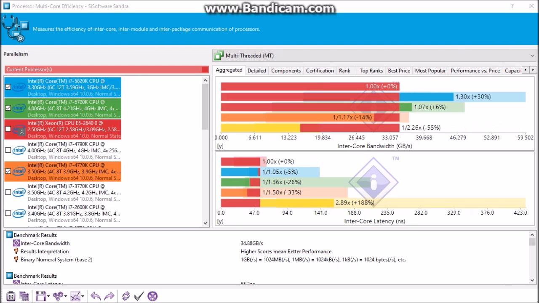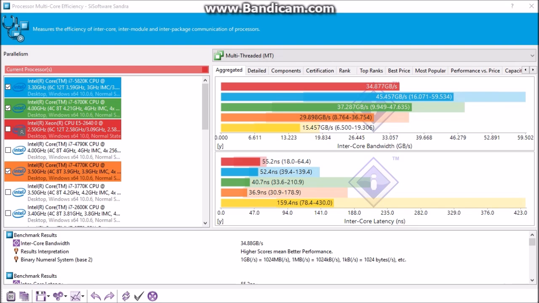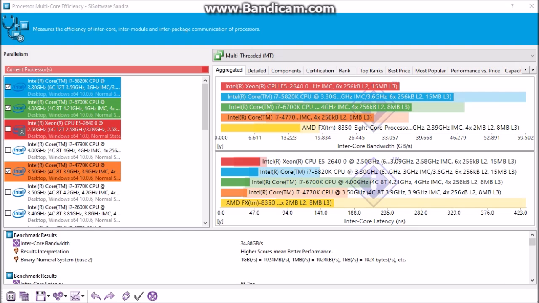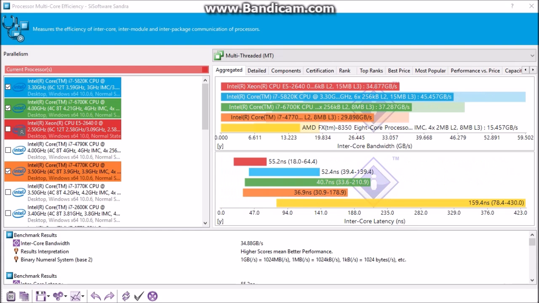Interestingly enough, we can just wait for it to cycle back around. That's the one thing that winds me up about this program, the way it cycles through different modes for the graph. So the quickest was actually the i7-4770K in latency, then the 6700K, followed by the 5820K. And then ever so slightly behind is our Xeon, at 55.2 nanoseconds.